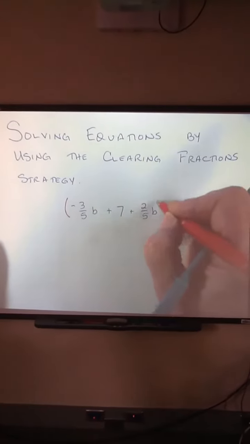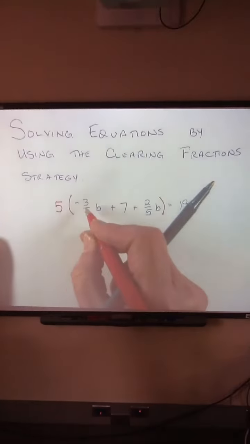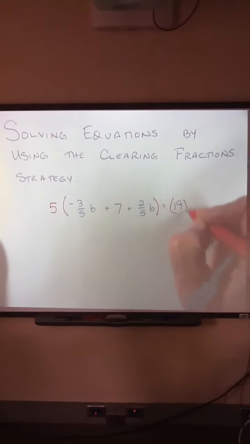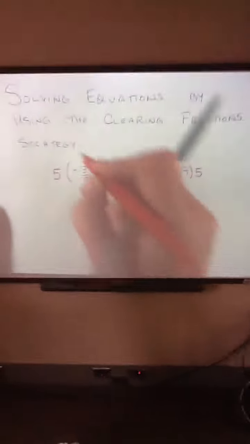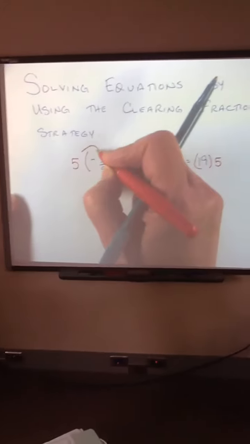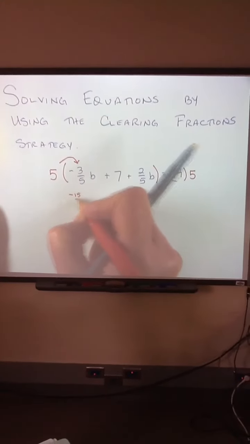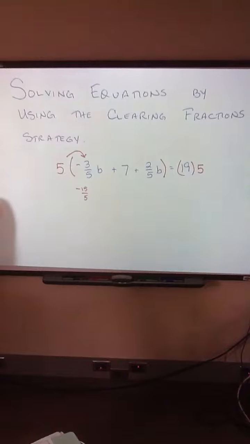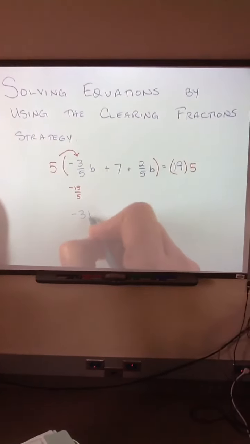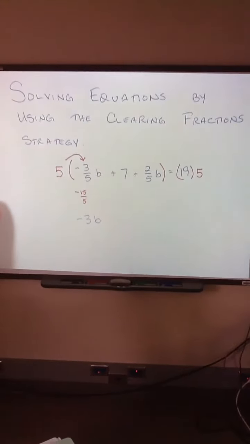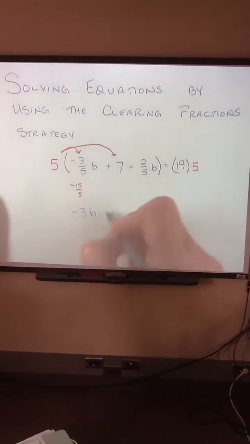We put parentheses around this side, and we're going to multiply by 5. But if I multiply this side by 5, then I also have to multiply this side by 5. In doing that, when you multiply the 5 by the negative 3/5, you get negative 15/5. Well, negative 15/5 is the same as negative 3b. Then I multiply the 5 by the 7, and I get 35.